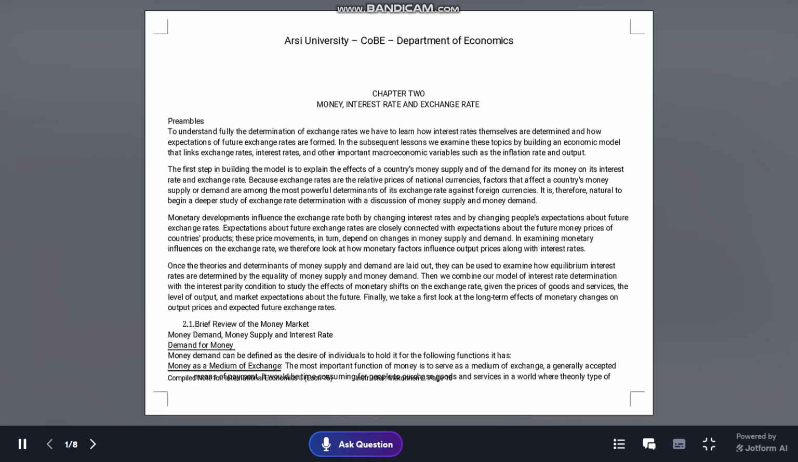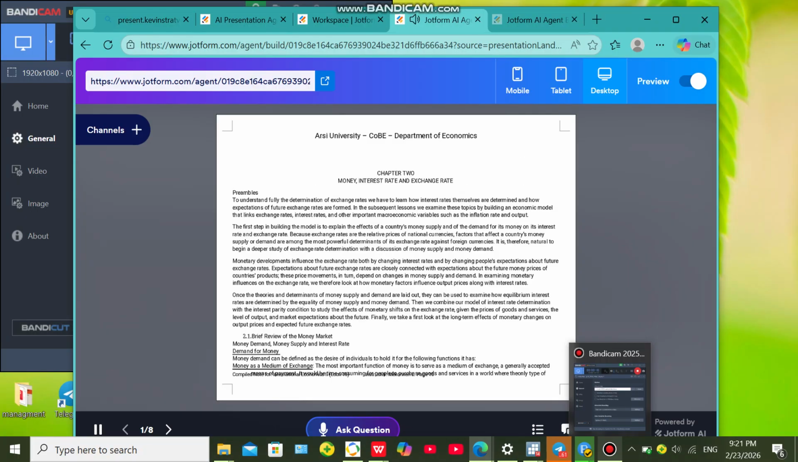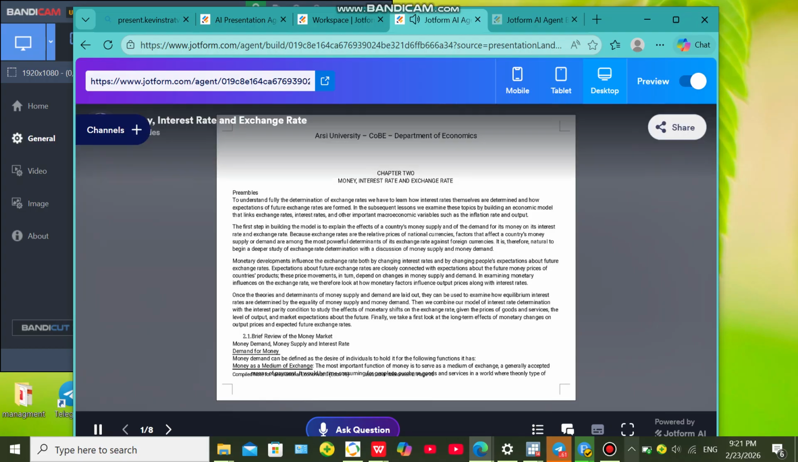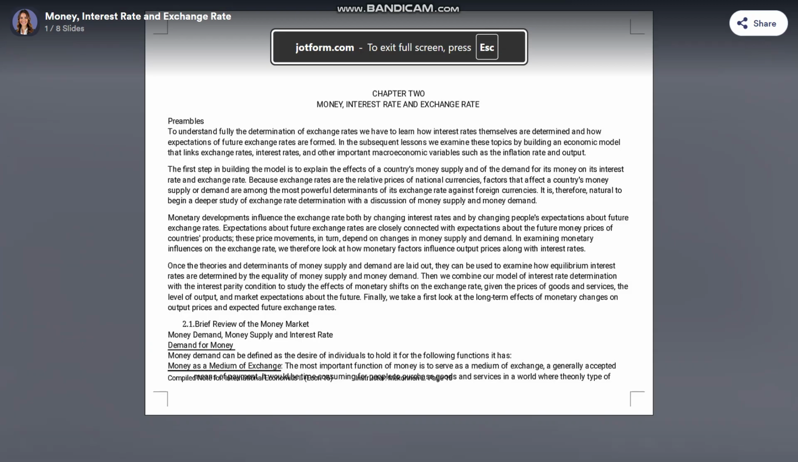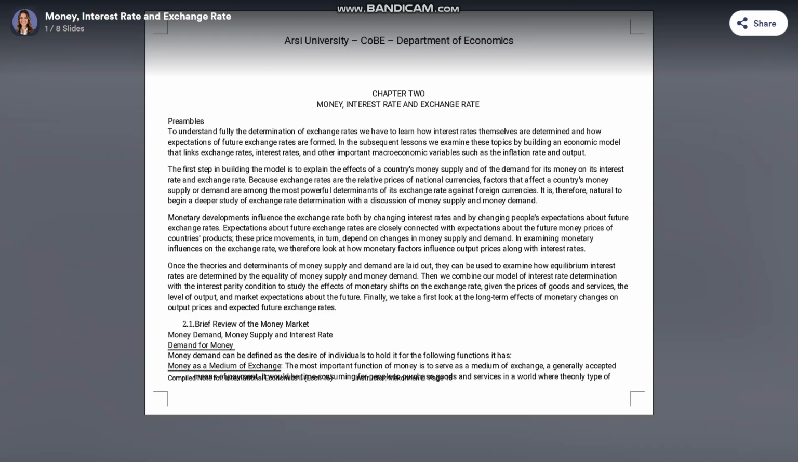Interest rates and exchange rates are connected. Understanding these links is key to grasping how economies work globally. We'll explore how a country's money supply and demand influence interest rates, and, in turn, how these affect exchange rates. This sets the foundation for analyzing bigger economic models involving inflation, output, and expectations about the future.